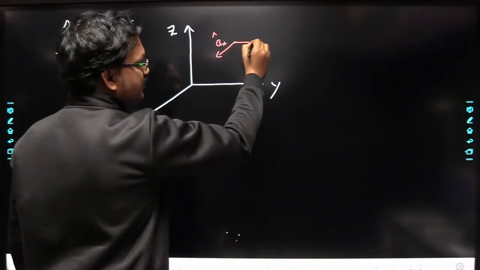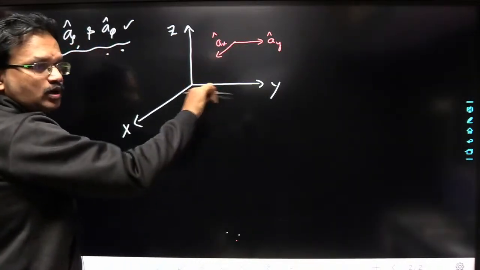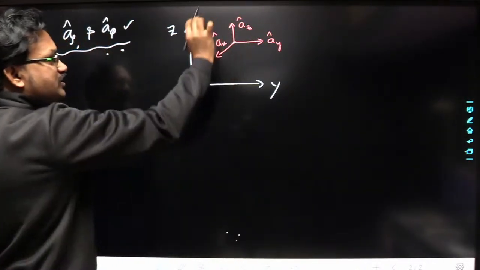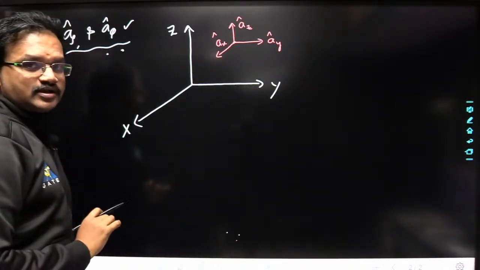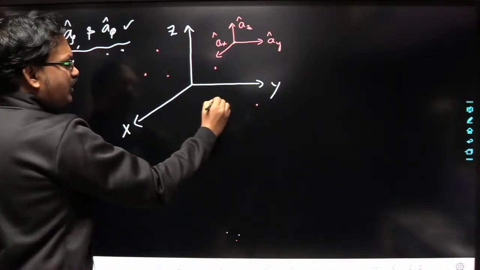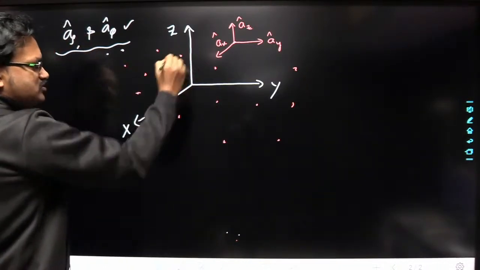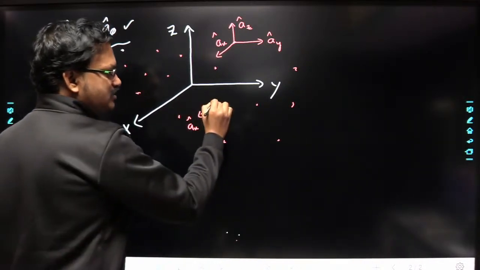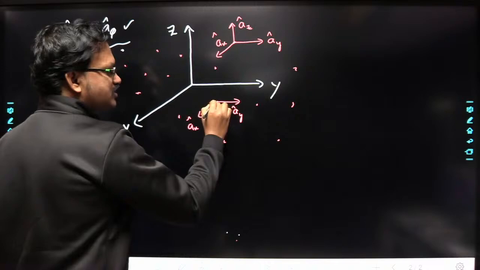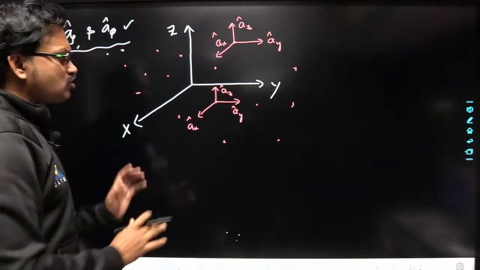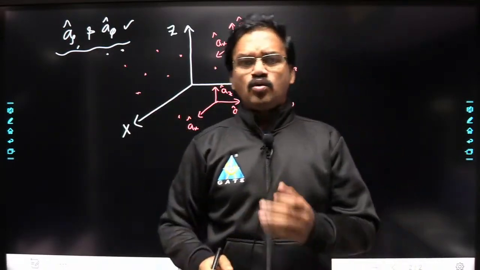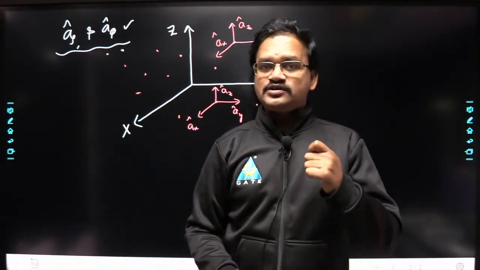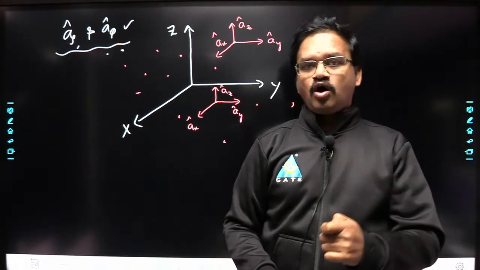Similarly, the direction of Ay cap will always point parallel to y axis. Yes or no? Similarly, the direction of Az cap will always point parallel to z axis direction. Similarly, you can take any point in 3-dimensional space. At each and every point, the direction of Ax cap is always parallel to x axis, the direction of Ay cap is always parallel to y axis, and the direction of Az cap is always parallel to z axis.